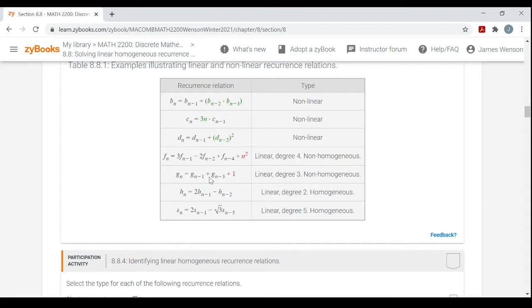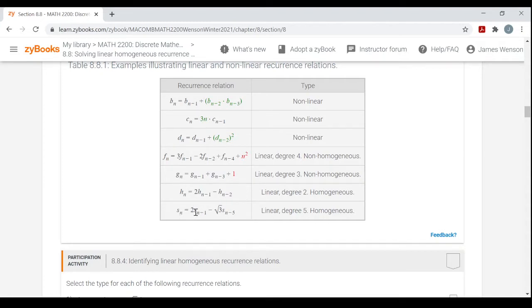Same thing for this next one. g sub n equals g sub n minus 1 plus g sub n minus 3. It's linear because every term is a linear combination of previous terms, and it's degree 3. But it's not homogeneous because of the extra term being added here, this plus 1. All right, then finally, these last 2 examples are linear and homogeneous because every term is a linear combination of previous terms and there are no extra terms being added.